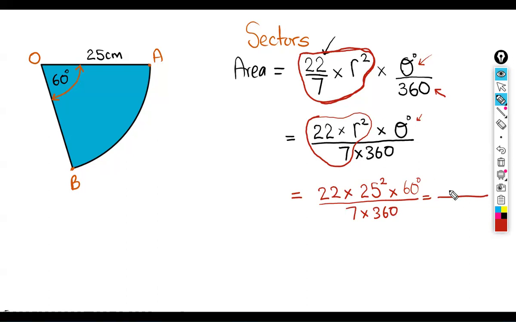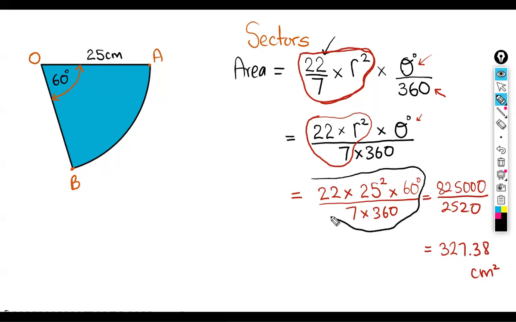For the top, I'm getting 825 with 3 zeros, and 7 multiplied by 360, I'm getting 2520. So you just have to divide that, right? 825000 divided by 2520. Yeah, most people got it correct. 327.38 centimeters squared.